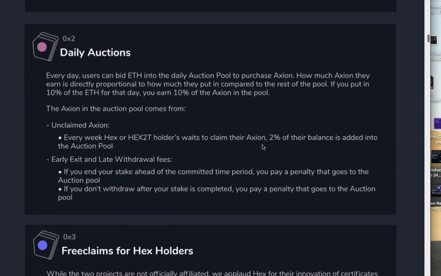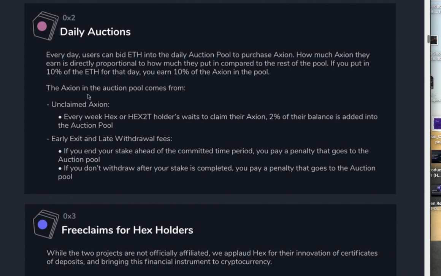The daily auctions, and this is going to be the heart of the platform, which is about to launch in the next week or two. Should the hack and audit go perfectly well, and it appears that way at this stage. Every day, users can bid Ethereum into the daily auction pool to purchase Axion. How much Axion they earn is directly proportional to how much they put in compared to the rest of the pool. All right, so if you put in $10 and other people put in $990, that would be $1,000 worth that goes in, so you'll get that 1%. If you put in 10% of Ethereum for that day, you'll earn 10% of the Axion pool.